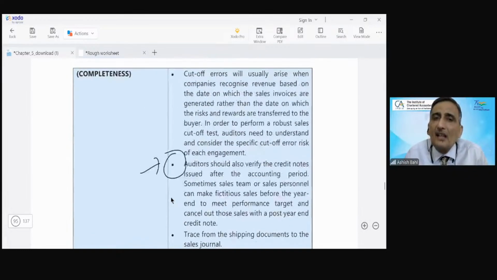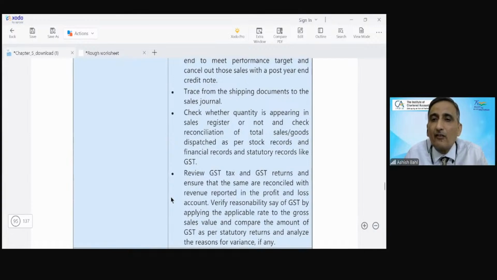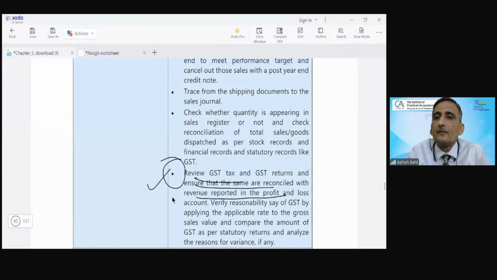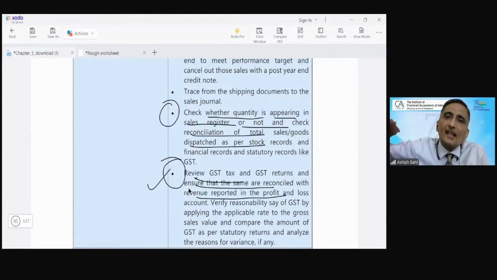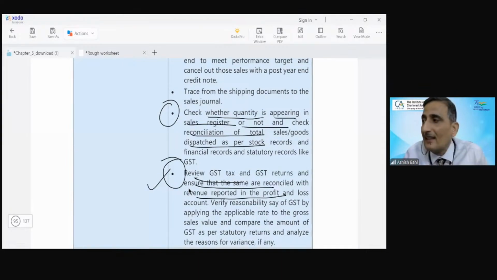And again, the same GST return point is applicable in case of completeness. Review GST tax and GST returns and ensure these are reconciled with the revenue reported in the profit and loss account. And any relevant audit procedure, students, you can write, like check whether quantity is appearing in sale register and check reconciliation of total sales upon goods dispatched as per stock records. So what is the quantity under the out section of the stock records? Obviously that should tally with the quantity in sales account, subject to reconciliations. Yes guys, is it clear?